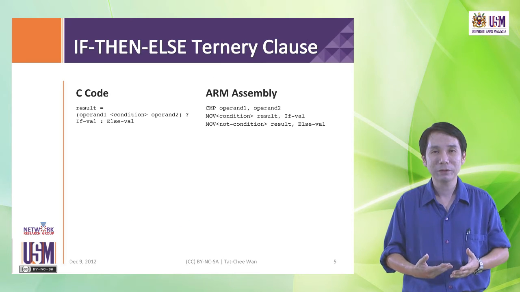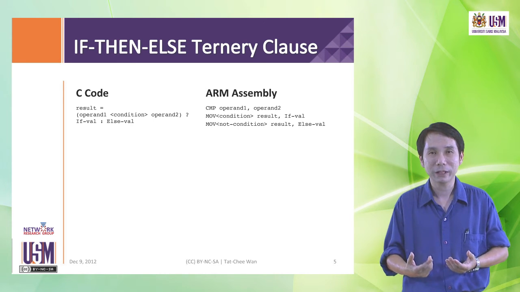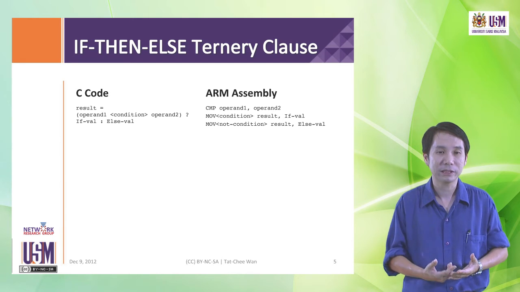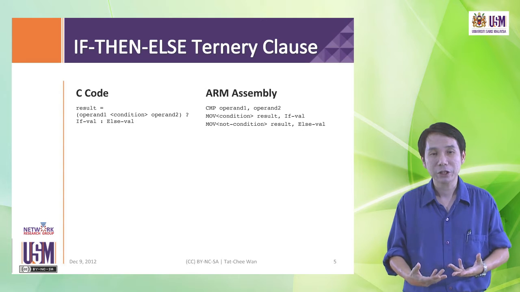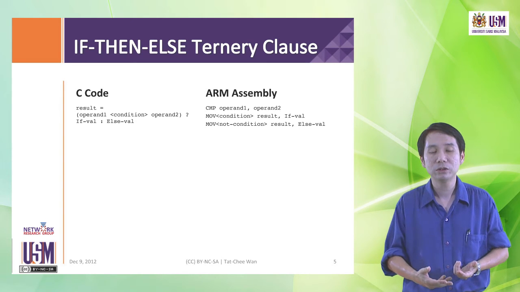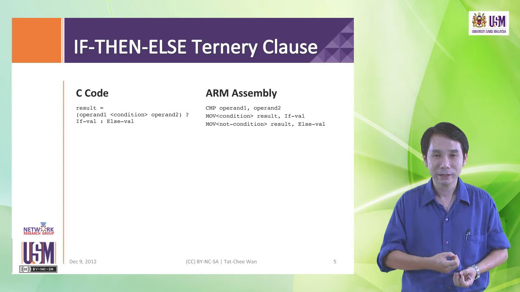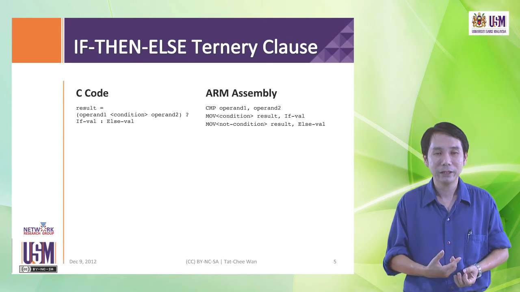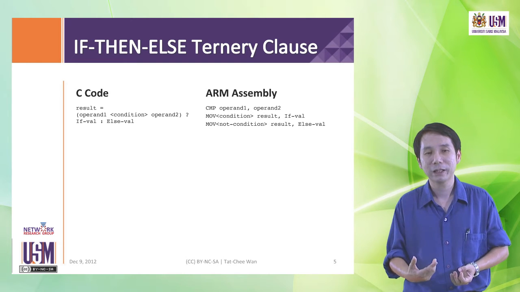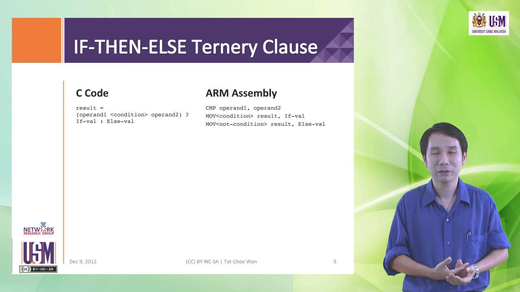Now in C language, there is something called a ternary clause that shortcuts this into a single statement. In this case, we have an output value that we want to assign to a variable called result. So we write it in such a way: result equals expression operand 1 condition operand 2, followed by a question mark, and when that is true, that is the if value that will be assigned. If it's not true, we will have the else value assigned to the result variable.